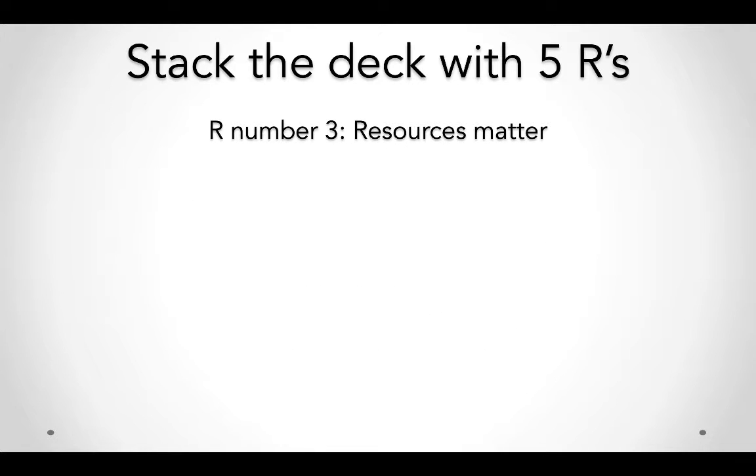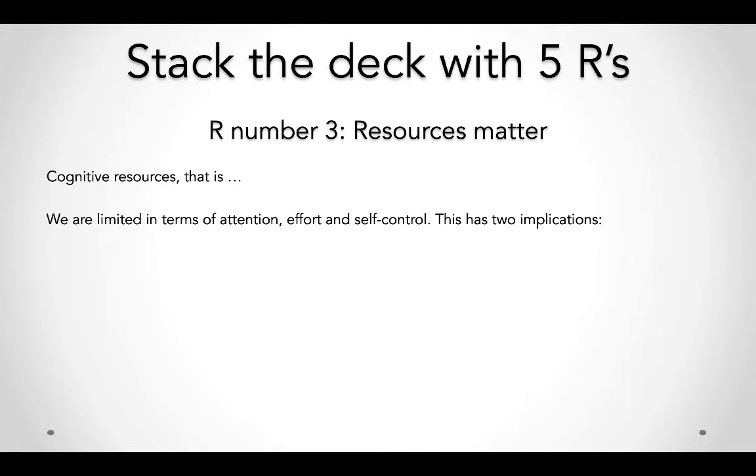Point number 3, resources matter. What kind of resources? Cognitive resources. We are limited in terms of attention, effort, and self-control. That's system 2. We discussed that system 2 mental energy units are not to be given away for free. They are costly to us, and we are protecting them for the time when we really need them, if the time comes. So this has 2 implications.